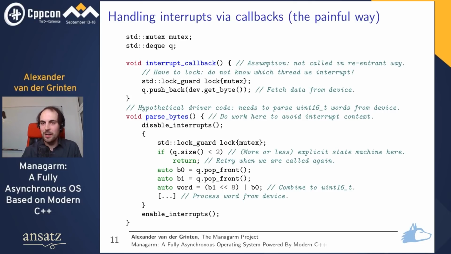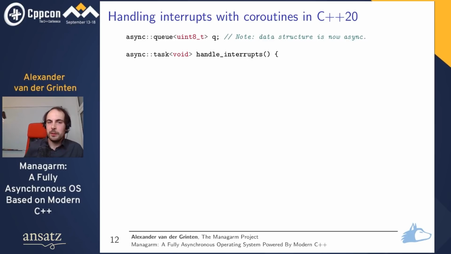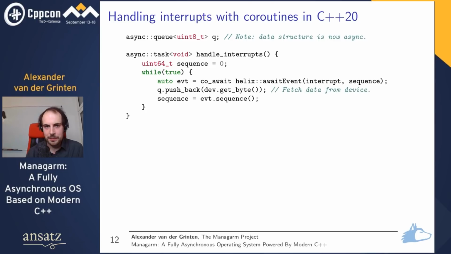So let's look at how this works if we can use async. Actually, it becomes much easier. So we replace everything by async data structures. We use an async queue here. We have now a coroutine which handles interrupts, and that just awaits until an interrupt happens. We have a sequence number that just counts how many interrupts occurred so far.